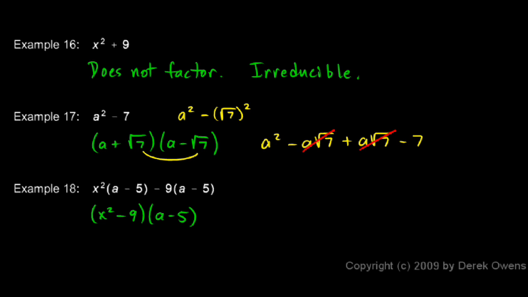Now, it's factored. I have two factors, and those two factors multiplied together would give me the original expression. But now look, this factor, the x squared minus 9, that factor is the difference of two squares, x squared minus 3 squared. So I can factor that piece again. That can be rewritten as x plus 3 times x minus 3, and then I still have my a minus 5. So my original expression in this case breaks down into three factors, and there they are. x plus 3 times x minus 3 times a minus 5.